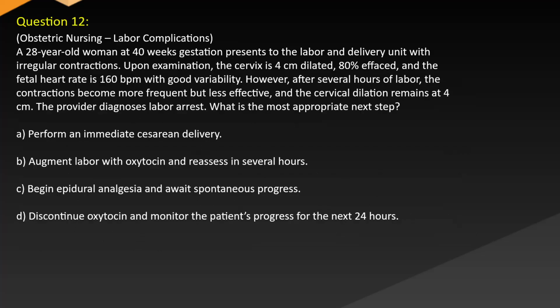Question 12. Obstetric nursing. Labor complications. A 28-year-old woman at 40 weeks gestation presents to the labor and delivery unit with irregular contractions. Upon examination, the cervix is 4 centimeters dilated, 80% effaced, and the fetal heart rate is 160 bpm with good variability. However, after several hours of labor, the contractions become more frequent but less effective, and the dilation remains at 4 centimeters. The provider diagnoses labor arrest. What is the most appropriate next step?